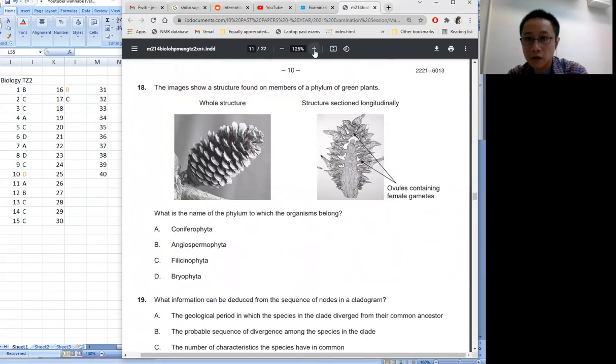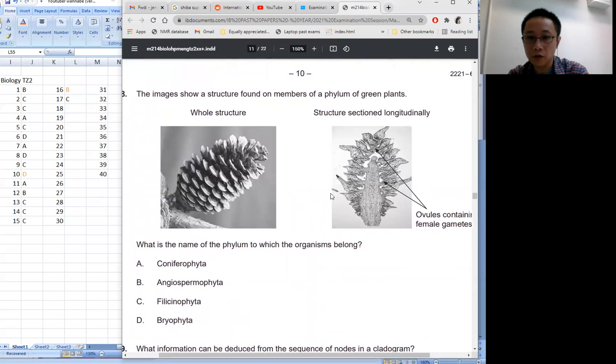18, this is a pine cone. So it's a conifer. So just A.